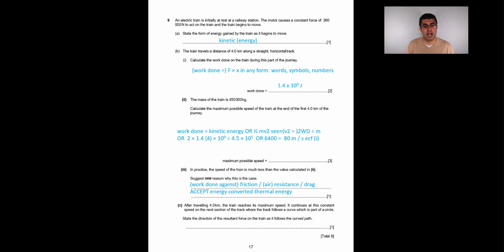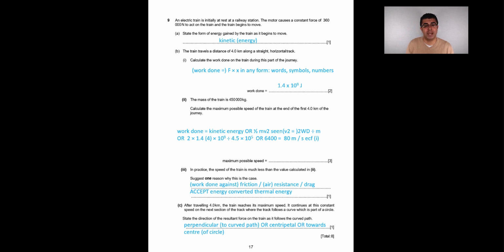Part C. After travelling 4 kilometers, the train reaches a maximum speed. It continues at a constant speed on the next section of the track where the track follows a curved path, part of a circle. State the direction of the resultant force. Again, you're going around the circle. It's centripetal force. Which way is that force? It's always towards the centre, or at right angles to the direction of motion.